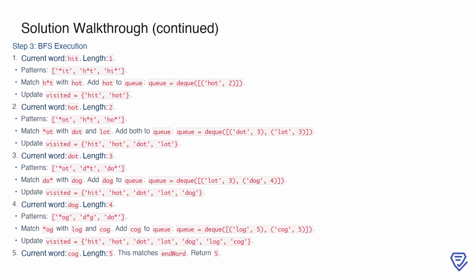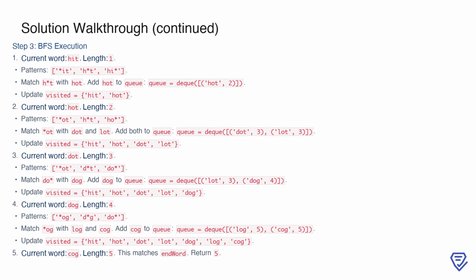Next, we process hot, which has a length of 2. Its patterns are *ot, h*t, and ho*. Matching *ot, we find dot and lot. Adding these to the queue and updating the visited set, the queue becomes dot, 3, lot, 3.